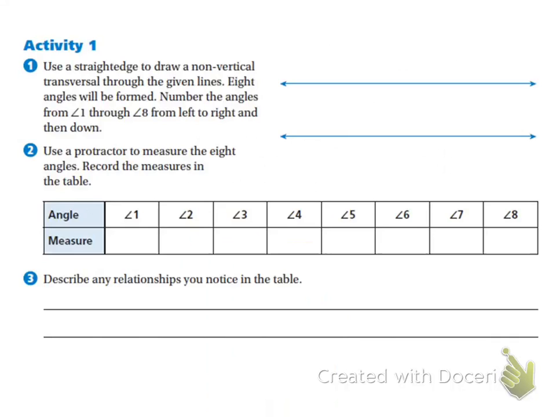In Activity 1, they want us to use a straight edge to draw a non-vertical transversal through the given lines. Any straight edge would be a piece of paper, a textbook, a calculator, a notebook. It doesn't have to be a ruler. A straight edge is anything with a straight line. Okay, so let's draw on here and copy what Mrs. McCowan's drawing. A line. This is called a transversal.